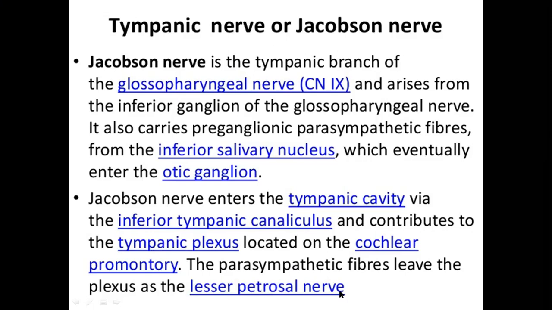So these preganglionic parasympathetic fibers, when they go towards the otic ganglion in the infratemporal fossa, become postganglionic after relaying in the otic ganglion, and then this lesser petrosal nerve contains the secretomotor fibers, which cause the secretion of the parotid gland. This is all about the.